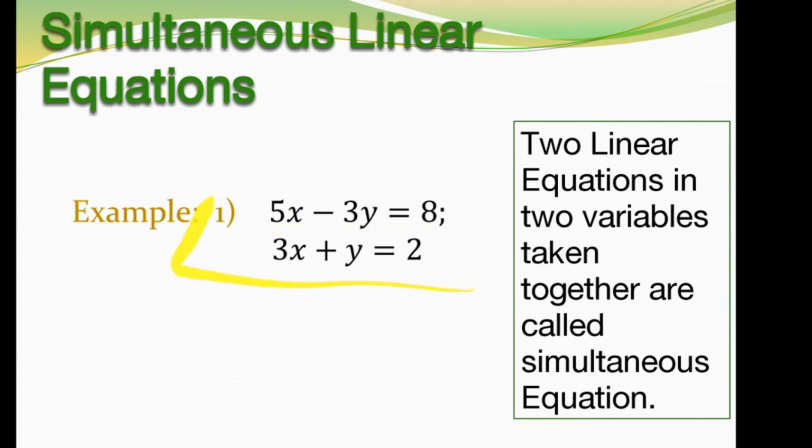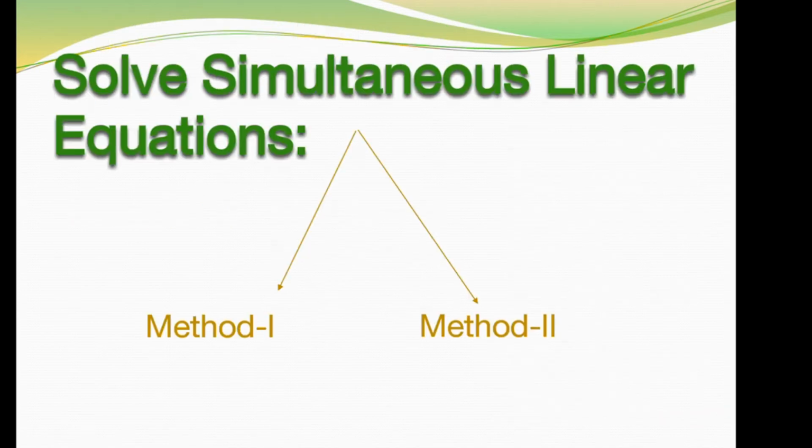So we are solving this system of equations, which means we are finding the values of x and y, and that pair satisfies both equation 1 and equation 2 simultaneously. So next we will see method 1 and method 2.